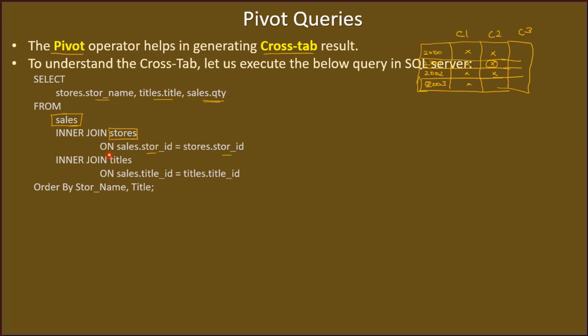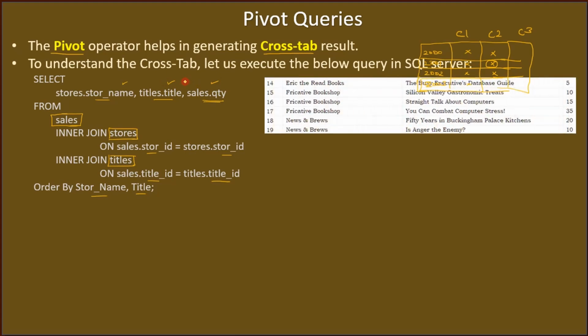After that we are introducing one more table, titles, with sales.title ID equal to titles.title ID. That's how we are linking the tables, order by store name and title. So if you see here, we are getting the store name, title and quantity, and the result will look like this. Let me delete the table part.